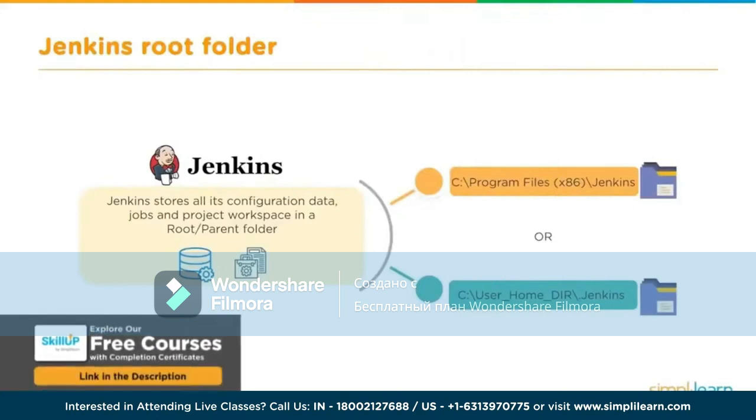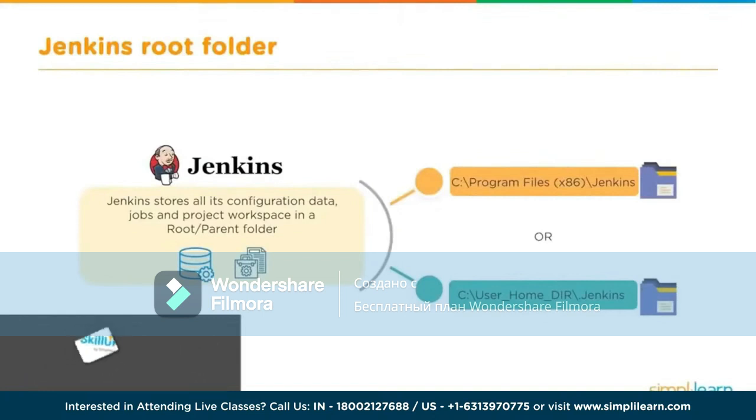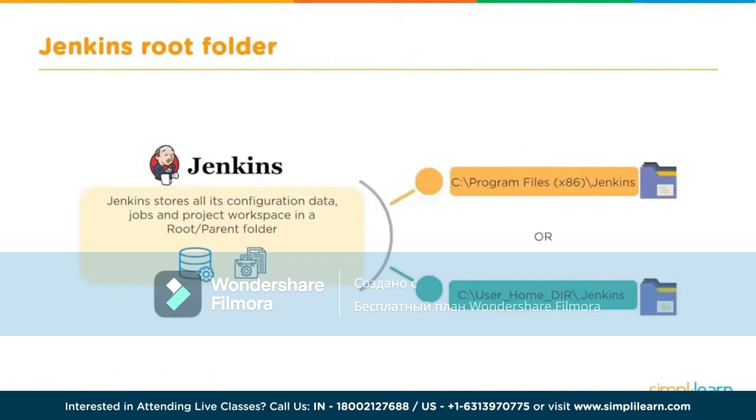This is where Jenkins would store all this configuration data, jobs, project workspace, and all that specific to Jenkins. By default, if you don't set this to any particular directory and you install an MSI installer, all your installation gets into C colon program files 86 and Jenkins folder. If you run a WAR file, depending upon the user ID with which you're running it, a .jenkins folder gets created inside the user home directory.